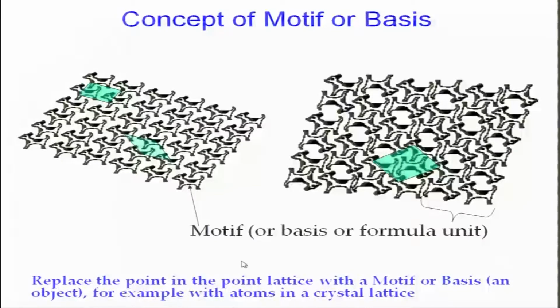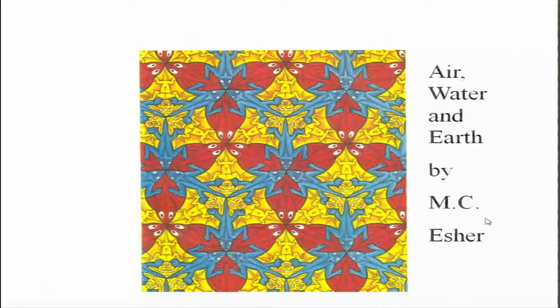Okay. So basically what you have to do is replace the point in each point lattice with the motif or basis, and in case of crystal structures we do that with atoms or group of atoms or molecules. So this is for example a very famous picture by M.C. Escher which depicts air, water and earth. You can see that there are three kinds of species here. There is fish, there is bat, and a lizard, right. These three animals represent the three constituents of the universe: air, water and earth.